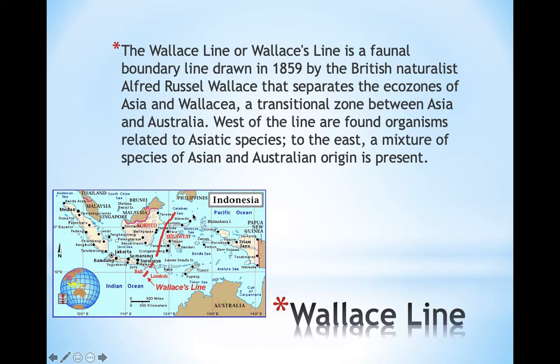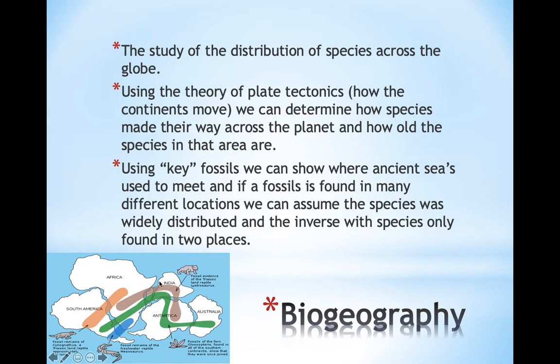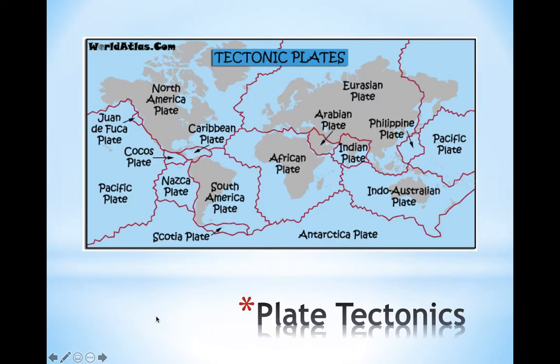So the Wallace line. This is Alfred Russel Wallace, the other guy that came up with the theory of evolution at the exact same time as Charles Darwin. And essentially, it's this concept here. The little line that's going to be drawn right here is going to separate old world from new world organisms, and essentially in that idea.